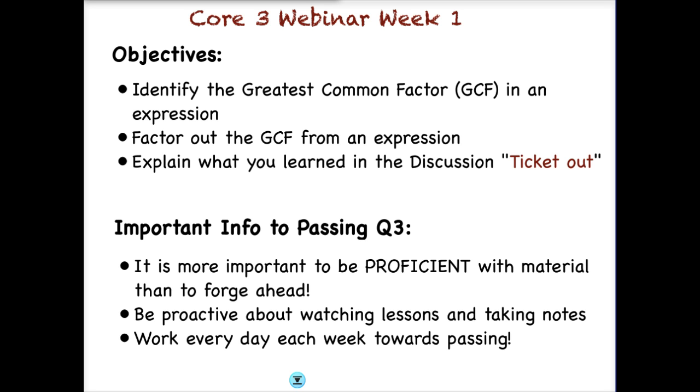So you can redo it as many times as you need to, and I can help you too. Know that nobody always gets it right the first time. We all need a little bit of help. So it's really good to just make sure to keep track of your grade book. Also, really be proactive about watching the lessons and taking notes.